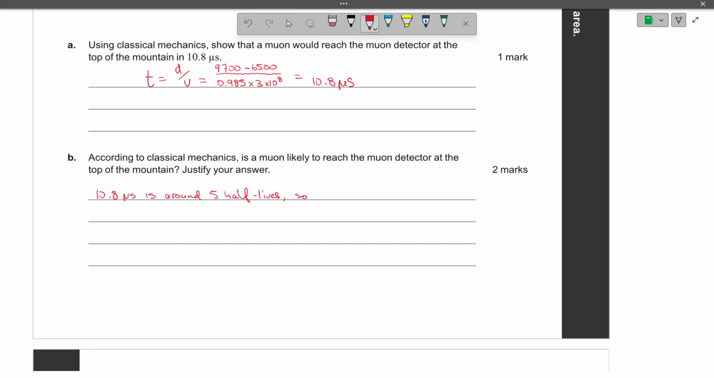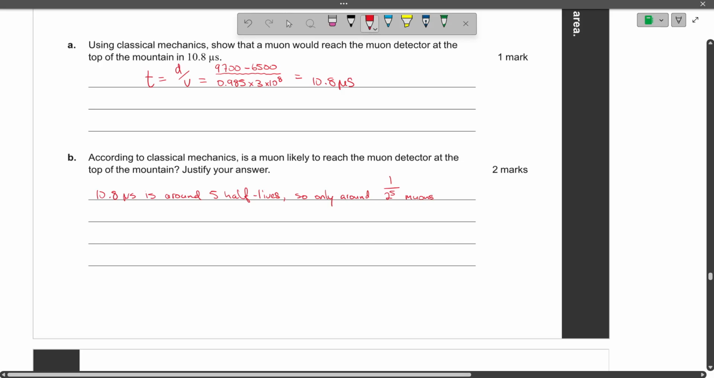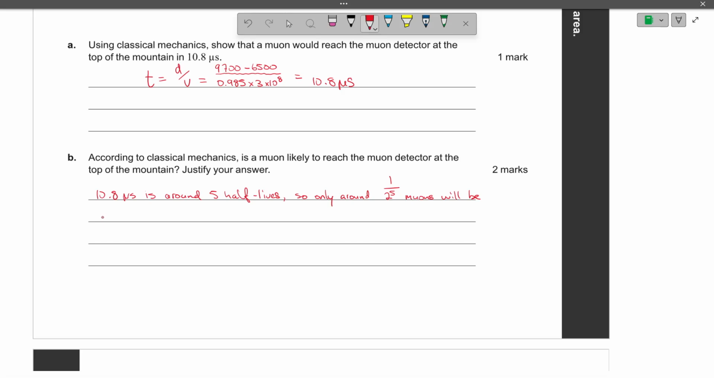Well, in 5 half-lives, that means you've halved the amount of muons 5 times. So, you probably don't have to be this precise with your maths, but only around 1 in 2 to the 5 muons will be detected.